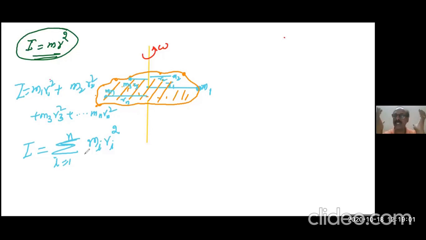Because a rigid body consists of a large number of particles, you write: let M1, M2, M3, up to Mn be the masses of the particles which constitute a rigid body. Sir, can you repeat? Let M1, M2, Mn be the masses of the particles.